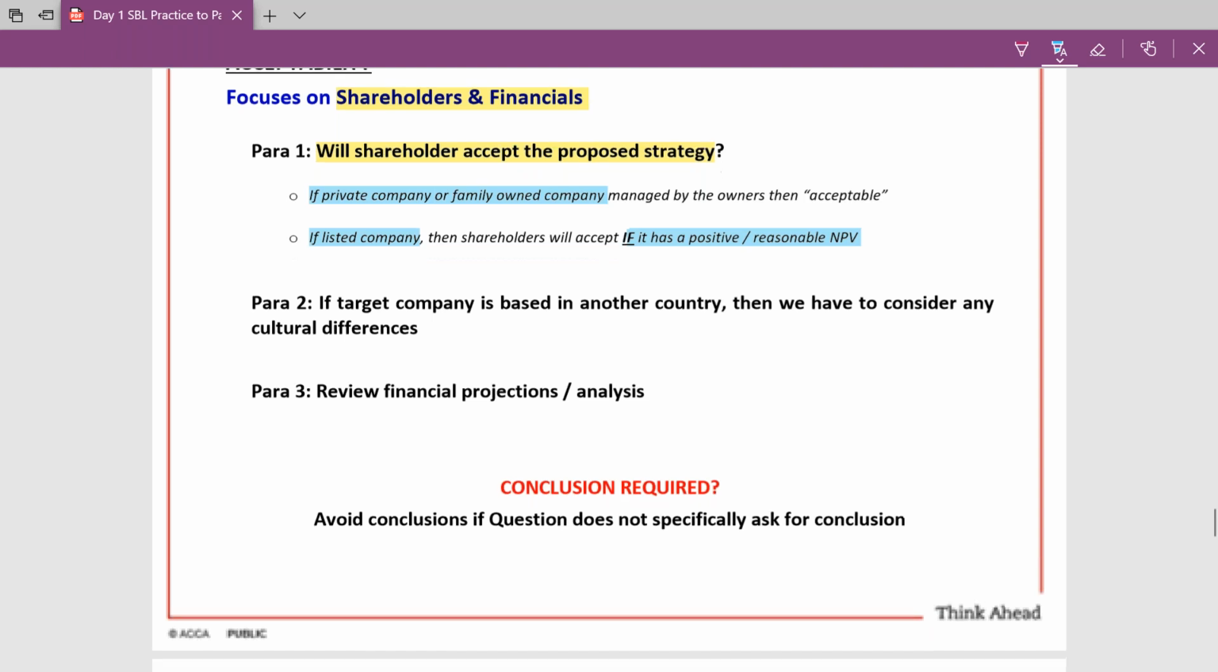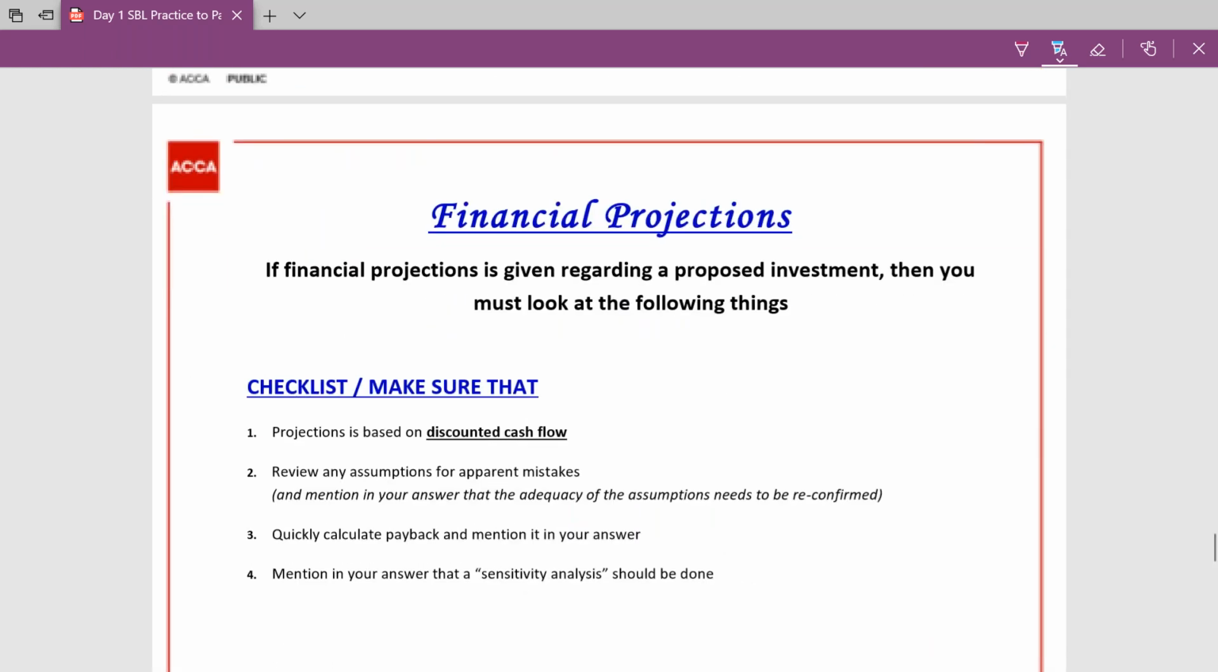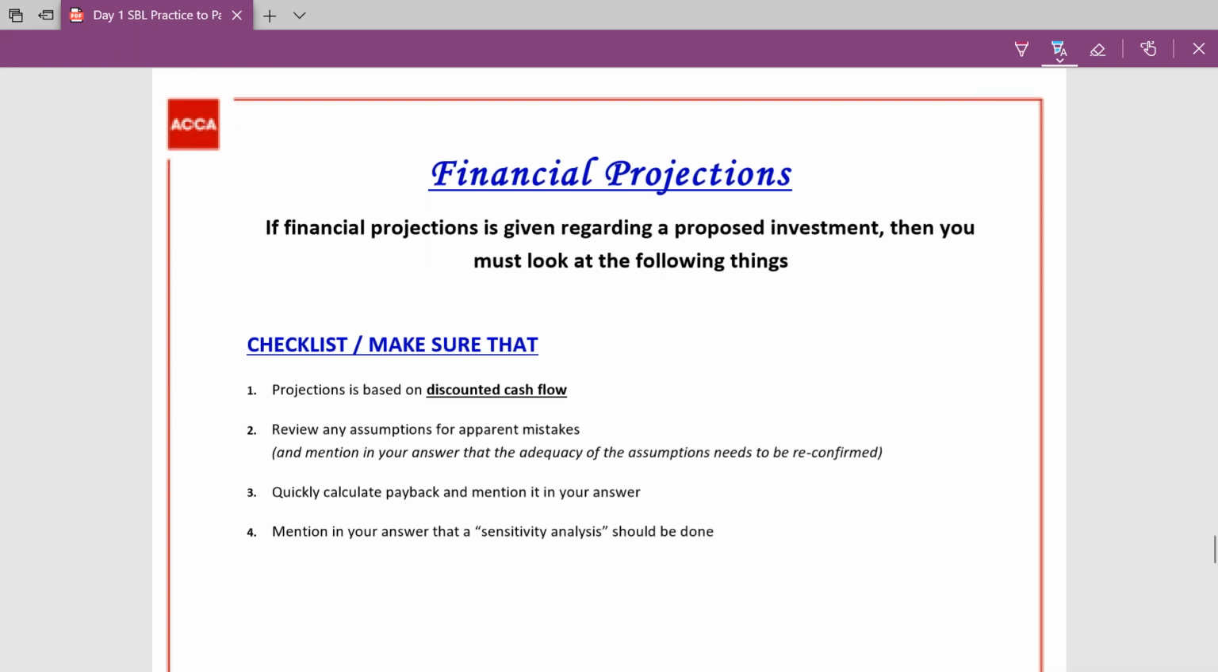Right. So the last topic, financial projections. After that, I will give a 10 minute break so that you guys digest, and then we will start our question for today. So financial projections: in each and every attempt, a financial projection is given as one exhibit, and I want you guys to be an expert in analyzing financial projections.